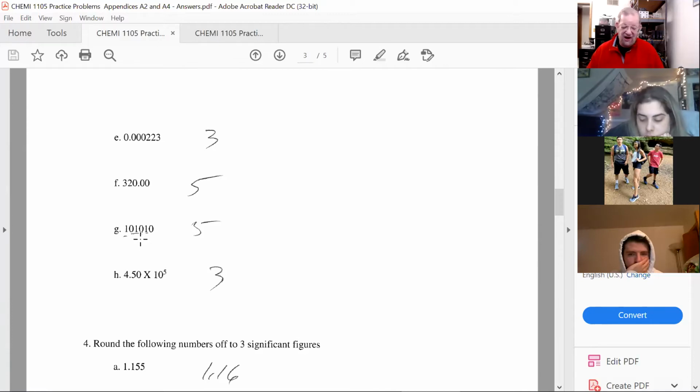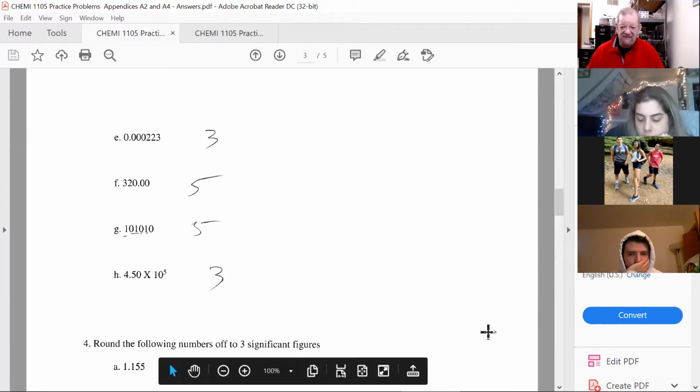Now, gee, I got real fancy on you. Look out. Non-zero numbers are significant. So the 3 ones are significant. Zeros that are combined, this 0 and this 0, are significant. So it's 2 more, but a 0 at the end without a decimal point is not significant. So that would be 5.